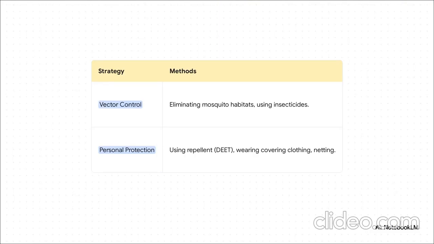Prevention really comes down to a two-pronged attack. First up, you've got vector control. This is all about getting rid of mosquito habitats, which primarily means eliminating any and all sources of standing water. Simple, but effective. The second prong is personal protection. This is about not getting bitten in the first place, right? So we're talking about using good insect repellents like DEET, wearing clothing that covers you up, and using mosquito netting.